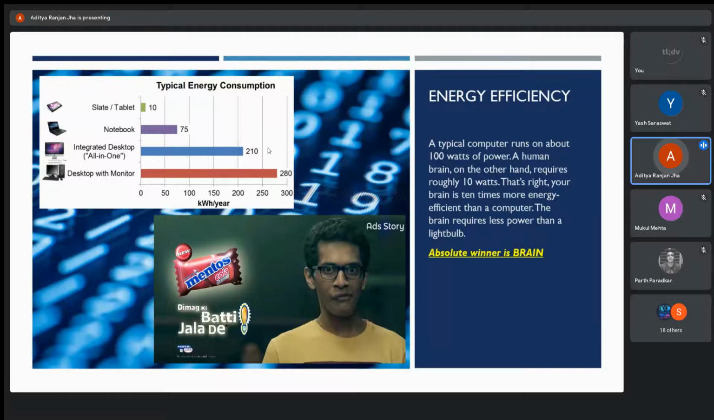In fact, the bulb which might be inside your room consumes more power than it. It might be 15 or 20 watts. The brain consumes about 10 watts. So I think the advertisement of Mentos is quite relevant here: you don't need much cost to run or light your brain. So of course, on energy efficiency, the brain wins this contest.